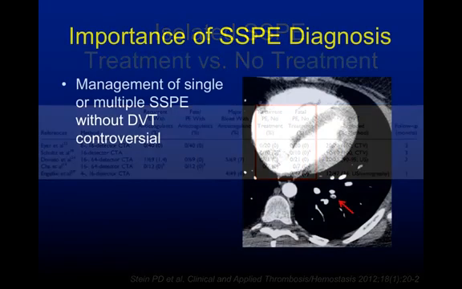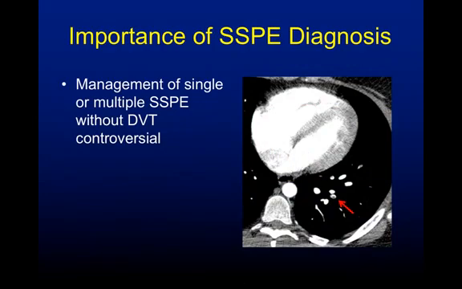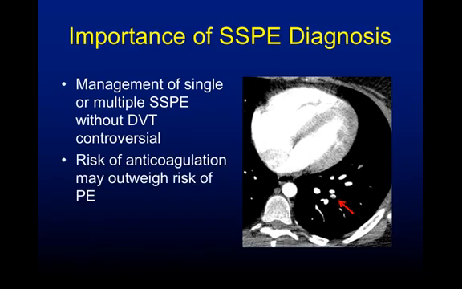So this brings us to the conclusion that the management of single or multiple subsegmental pulmonary emboli in the absence of deep venous thrombosis is controversial. And the risk of anticoagulation may actually outweigh the risk of pulmonary embolism.